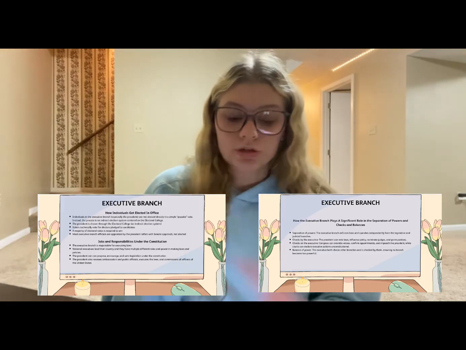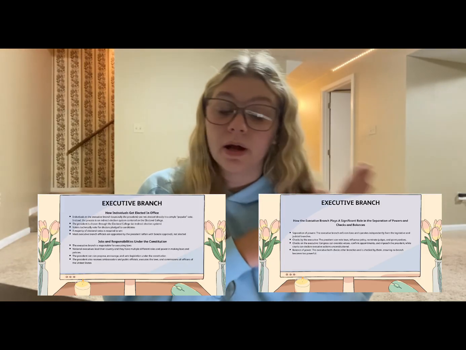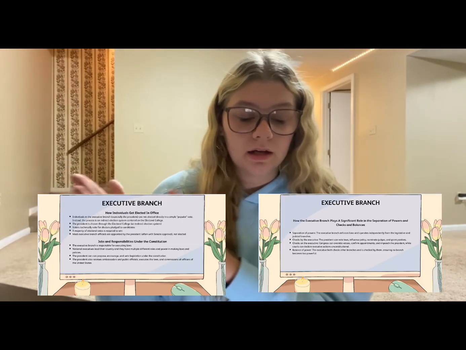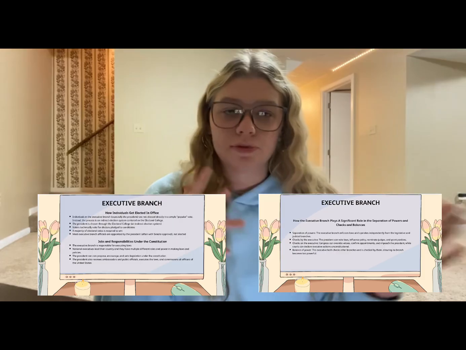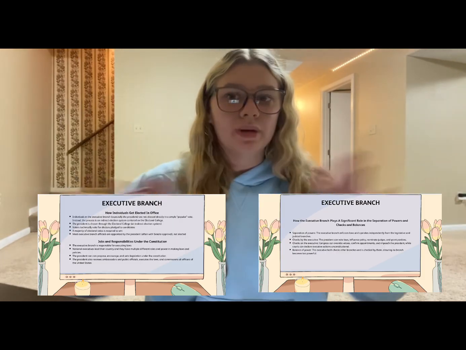The balance of power, which is the last and final thing to wrap this up, is that the executive both checks other branches while also being checked by them. And this just ensures that no branch becomes too powerful and makes sure that everything is level and equal.